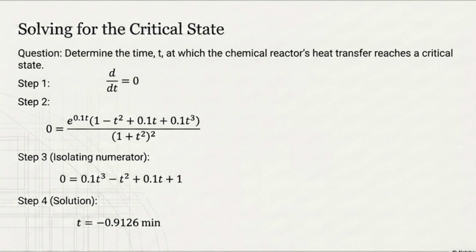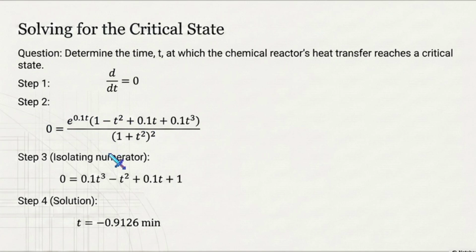Today, I will explain the method to determine the time t when the chemical reactor heat transfer reaches a critical state. So, first, to find the critical state, we need to find the point where the rate of change of heat transfer is equal to 0. Therefore, in step 1, we set the equation as dH/dt equal to 0. This means the heat transfer is no longer increasing or decreasing and the system has reached a critical point. Next, in step 2, we substitute the given equation and obtain the expression shown on the slide.